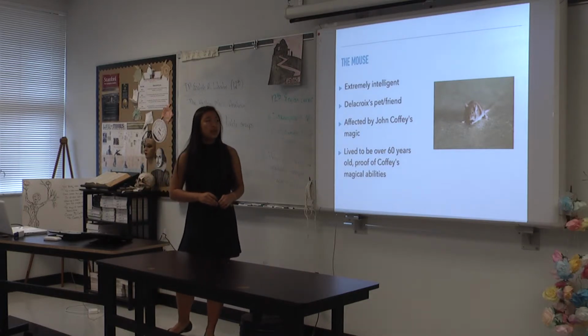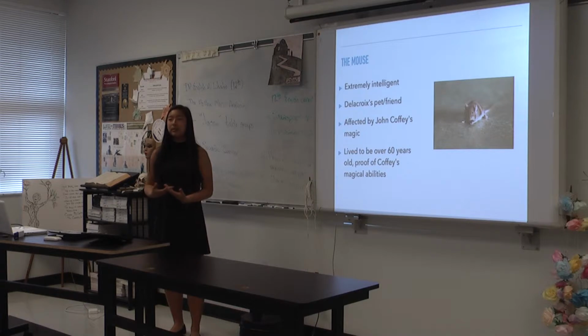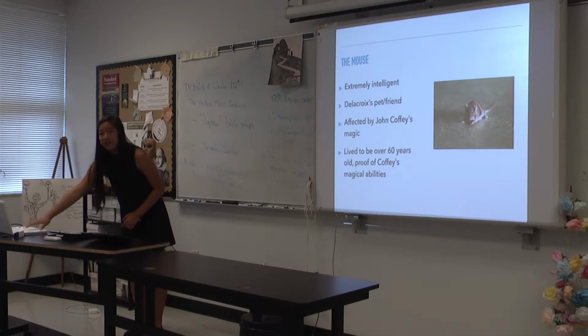And Mr. Jingles is also affected by John Coffey's magic when he is brought back to life after Percy killed him. And he's also proof of Coffey's magic because he lives so long. He lives to 60 years of age, and finally dies at the end of the novel. But 60 years is much longer than a mouse should live.